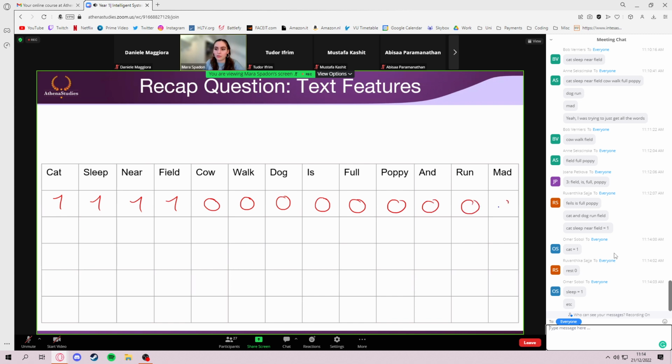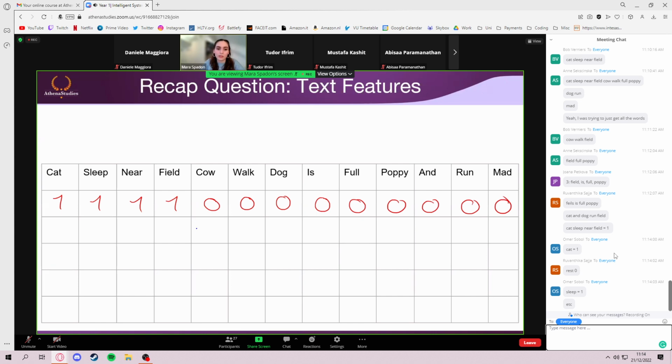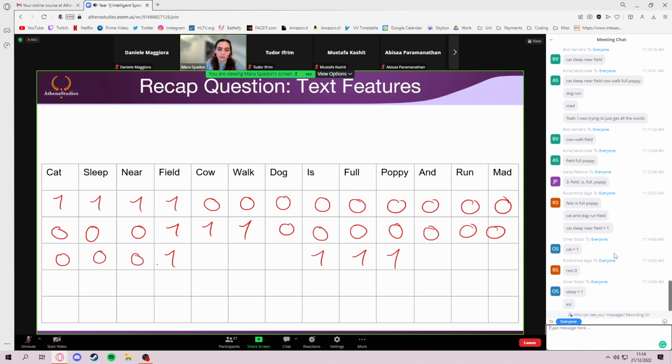So just to make sure that you understand how to fill in the table. The second sentence is cow walk field. So we take cow walk and field, and again the rest is 0. So if you would do this yourself, you just need to check, okay, which words do I have in my sentence? Field is full puppy. So we have field is full puppy, and the rest is 0. Then we have cat and dog run field. So we have cat and dog run field.